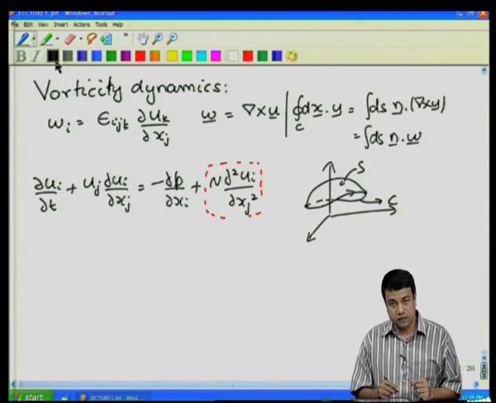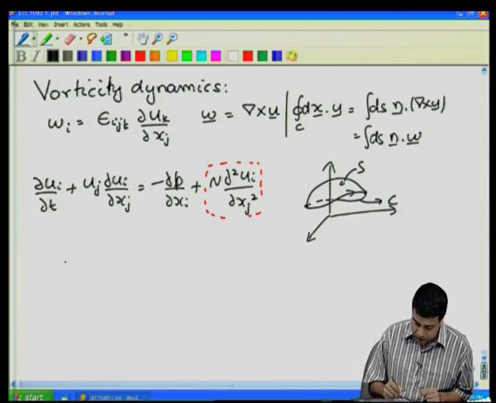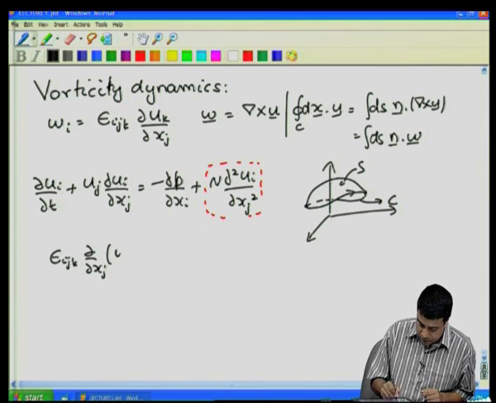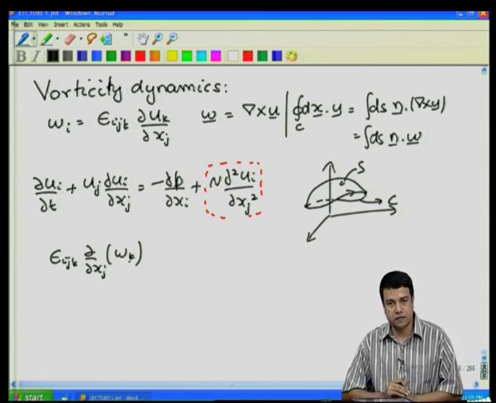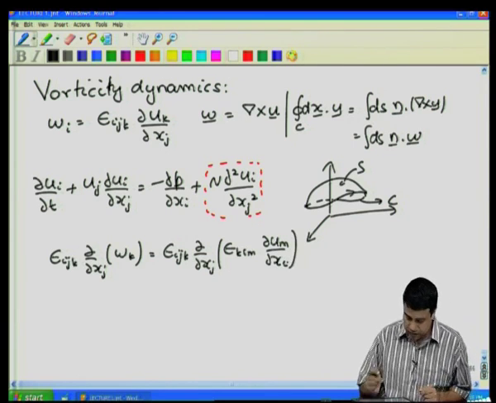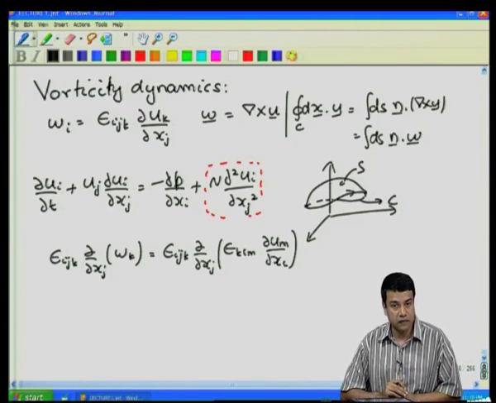In particular, if you take this diffusion term here, if you take the curl of the vorticity, epsilon ijk partial by partial x_j of omega_k, okay, that is the curl of the vorticity, and omega can once again be expressed in terms of the velocity, which is equal to epsilon ijk partial by partial x_j of epsilon klm partial u_m by partial x_l. Okay. So, that is the curl of the velocity.